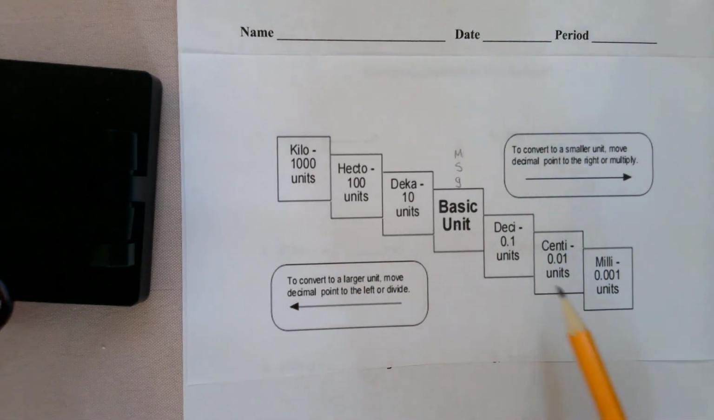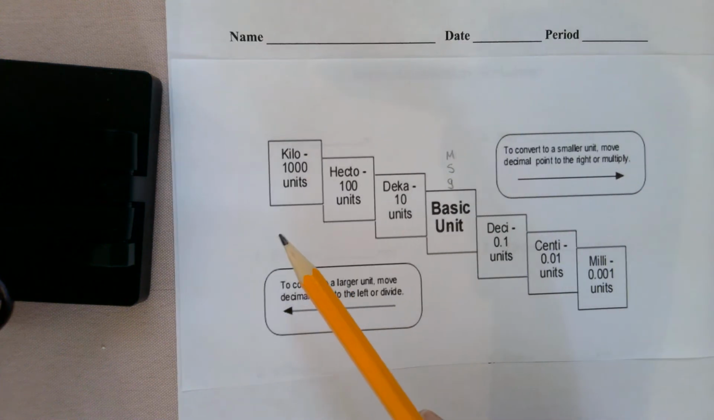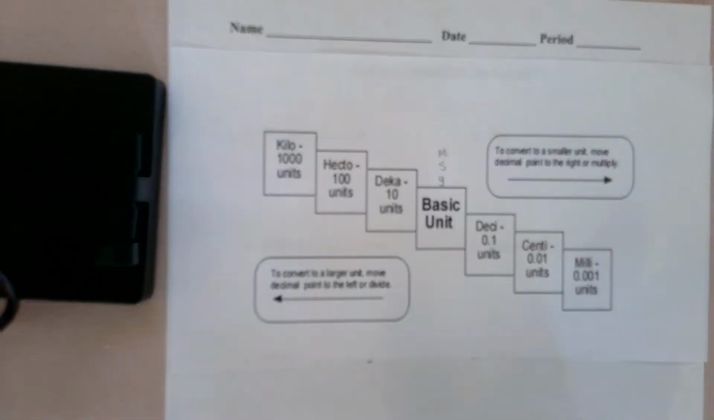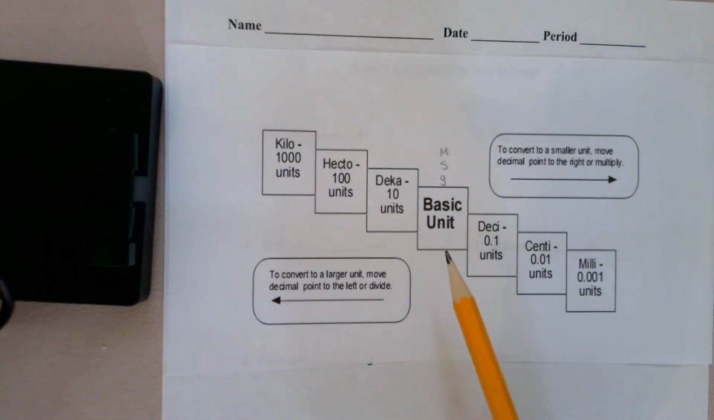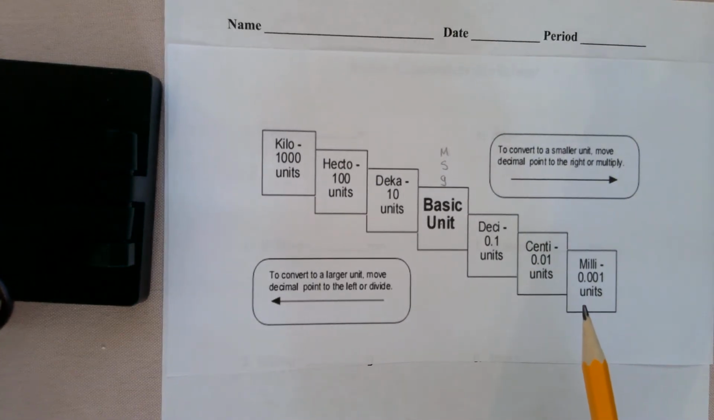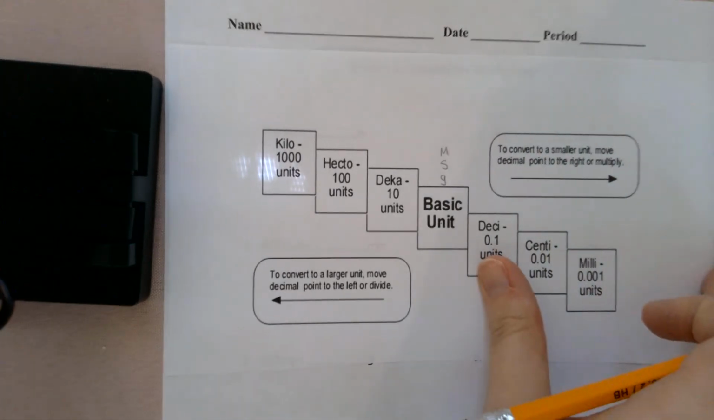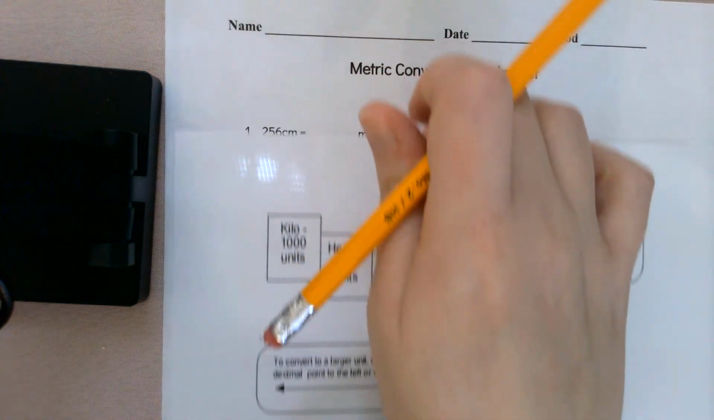So that's just what each one of these are. Each one increases by a factor of 10. If we go from our basic unit to the left, we're increasing, so we're getting larger. If we go from our basic unit to the right, we are getting smaller. When you set up your conversion factors, you're going to need to be able to tell how many of each one is in the base unit. Each one is a factor of 10. Okay, so let's go ahead and do our first example.